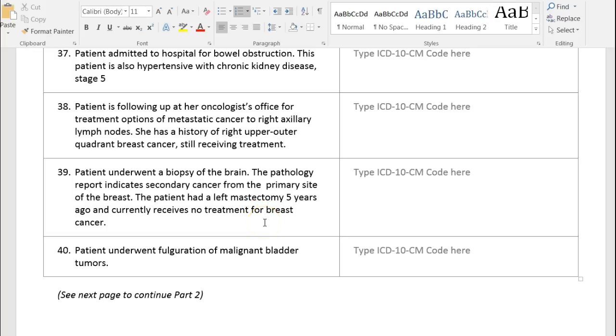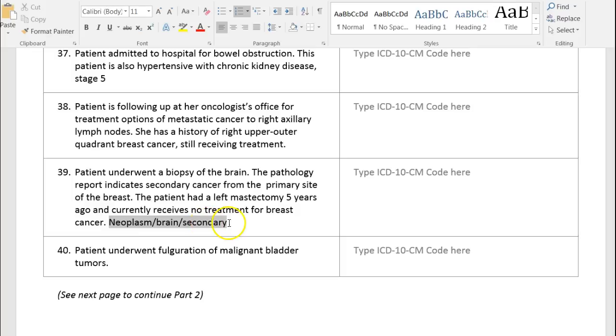So how do we code this? Same way we did before. We're going to go to the Neoplasm table, and then we're going to go to the word brain, and of course you're going to see different portions of the brain, but it does not tell us exactly where on the brain the patient has cancer. So now we are going to just code for the brain, Neoplasm brain, and then we're going to code it as secondary.